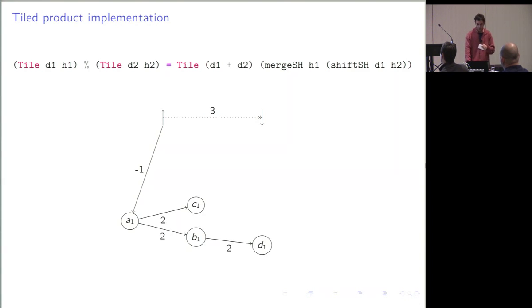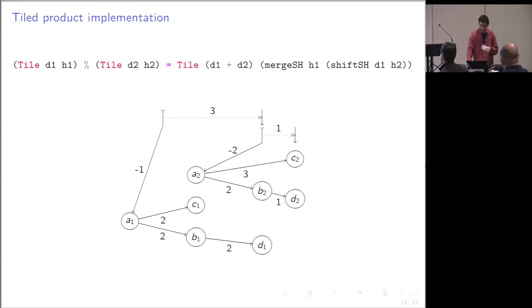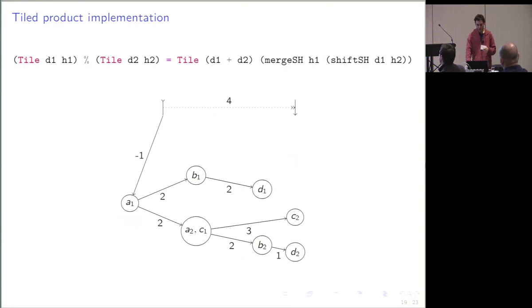So for the product, we just take two tiles. Here we have a first one, and we have a second one that is aligned with the post marker of the first one. It's the meaning of the shift skew heap call, and then we simply merge the heaps and the duration.